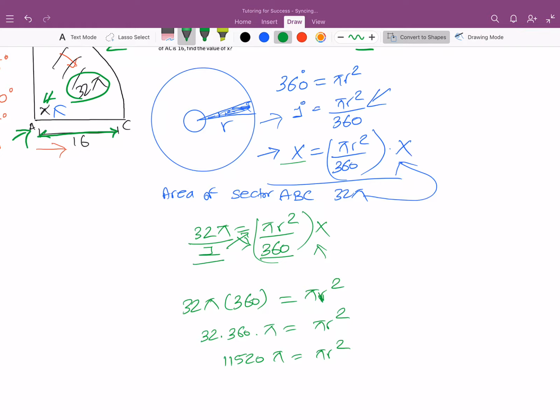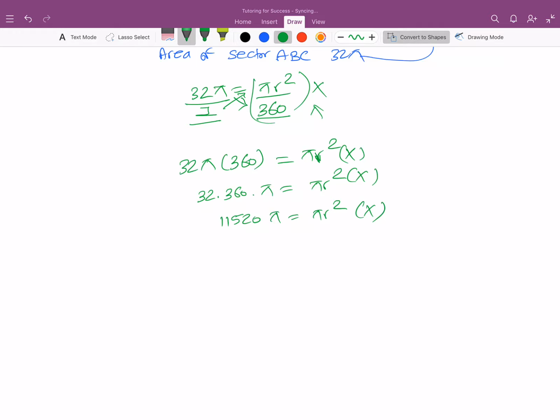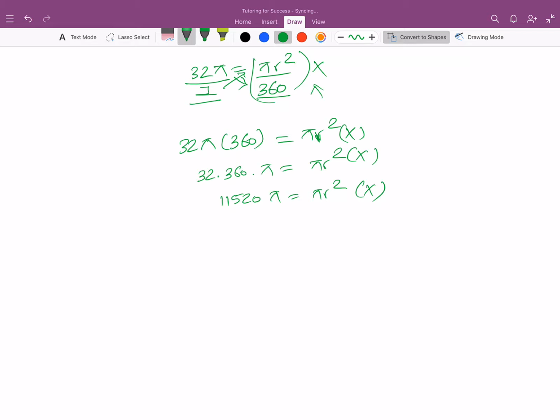And then there was x. You don't want pi r square because you want to isolate x by itself, because that is what I'm looking for. I'm trying to find the value of x. So I don't want that pi r square on that side. So I divide both sides by pi r square, so this cancels. Let me rewrite the equation. X is equal to 11520 pi over pi r squared.